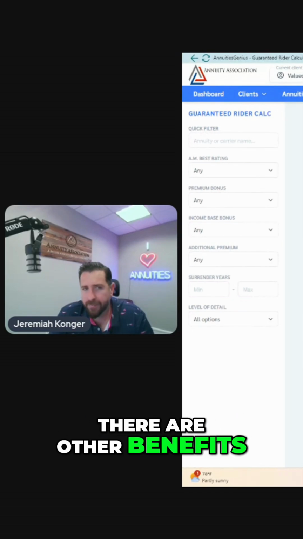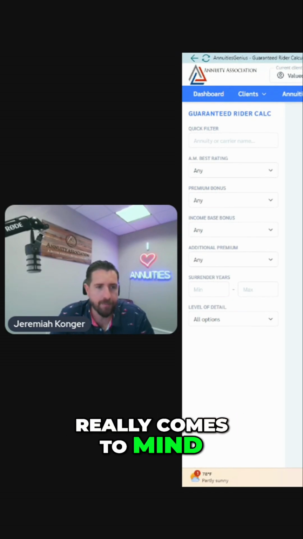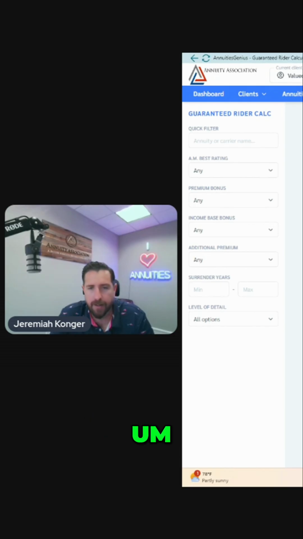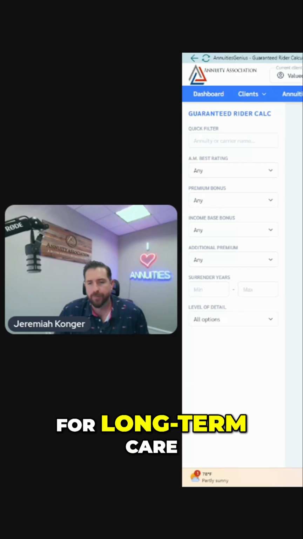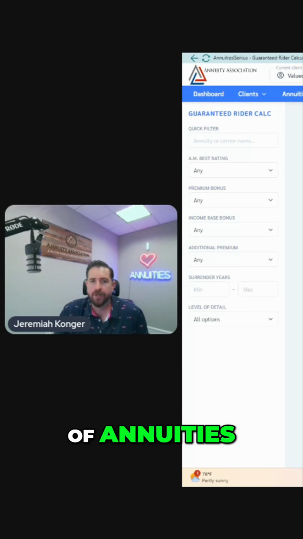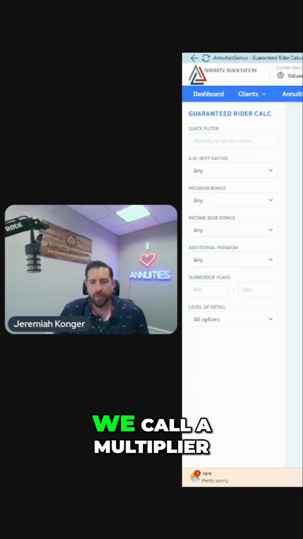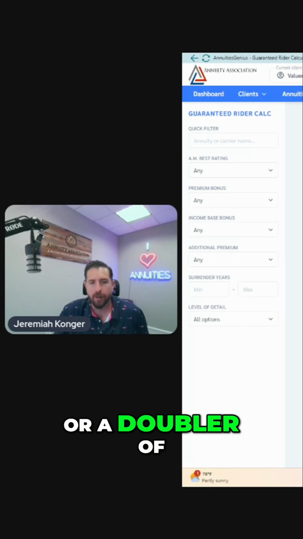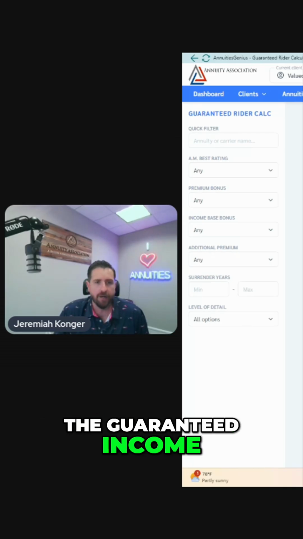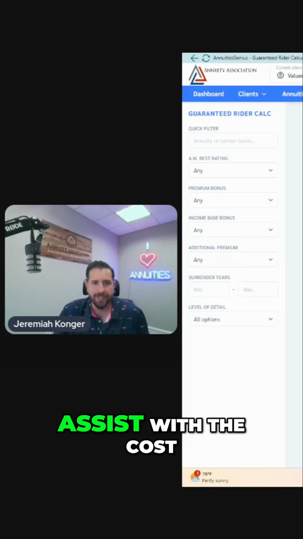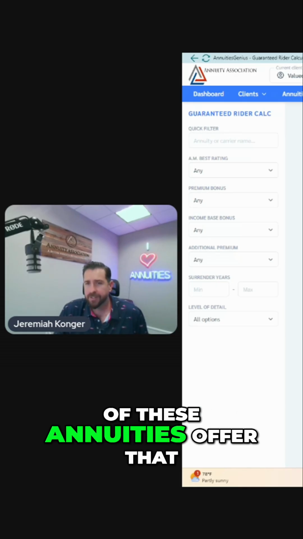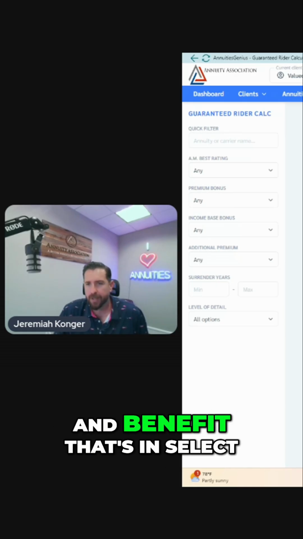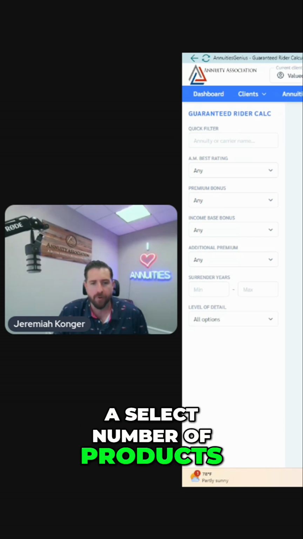There are other benefits. One last benefit that really comes to mind would be if the income rider contract has an enhanced income benefit for long-term care. So in these types of annuities, they will offer what we call a multiplier or a doubler of the guaranteed income to help assist with the cost of long-term care down the road. Not all of these annuities offer that. It is a feature and benefit that's in a select number of products.